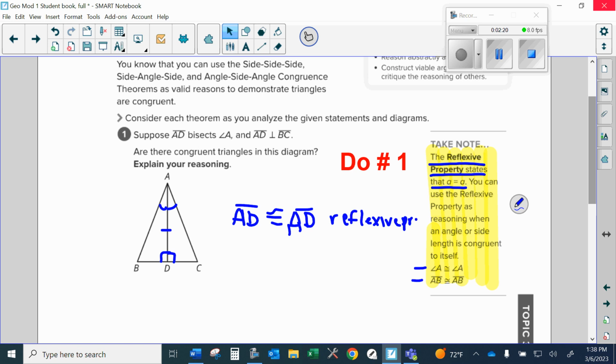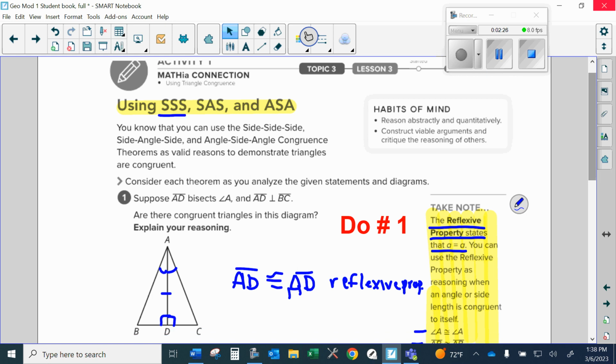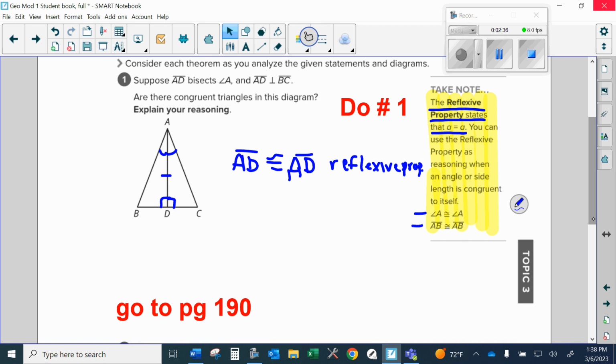Okay, so now do I have enough? Remember, these are our 3 ways of proving triangles congruent. Do I have SSS? No. Do I have SAS? No, I don't have 2 sides of an angle. I have ASA, angle, side, angle. So yes, by ASA.